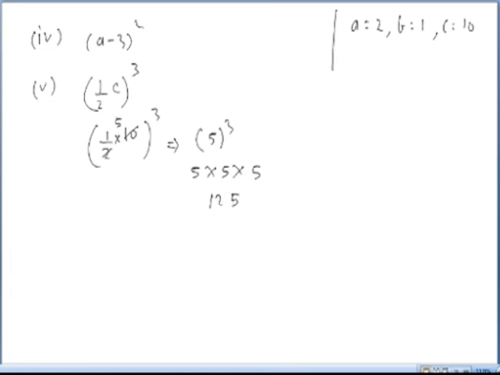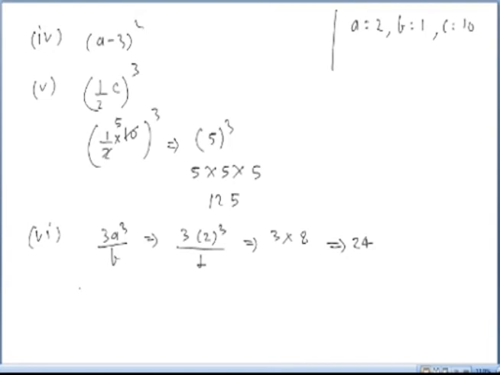Then question number 6, which is 3a cube upon b. First put the values: 3, value of a is 2 cube, and value of b is 1. Just solve this. 2 cube means 8, and 3 times 8 is 24. Question number 6 has been done.